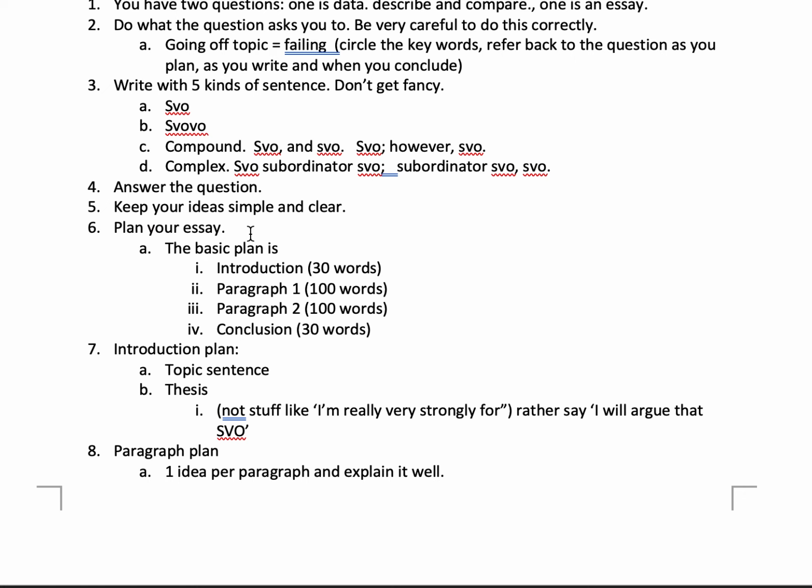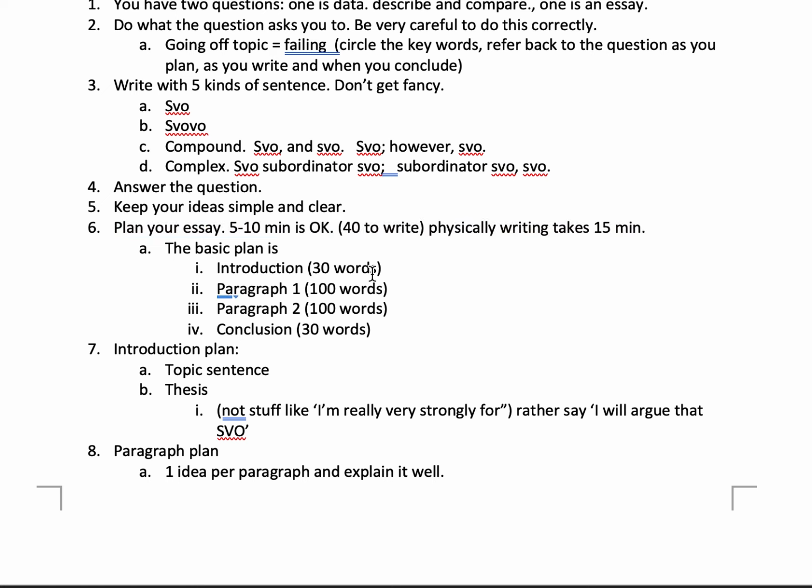Plan your essay. 5 to 10 minutes is okay. You have 40 minutes to write, but physically writing takes 15 minutes. So don't panic and think, I don't have time to write. The clearer and the better your plan is, the easier the writing is, the better your grammar is, the more space you have to think about your vocabulary. Plan your essay. Don't panic.